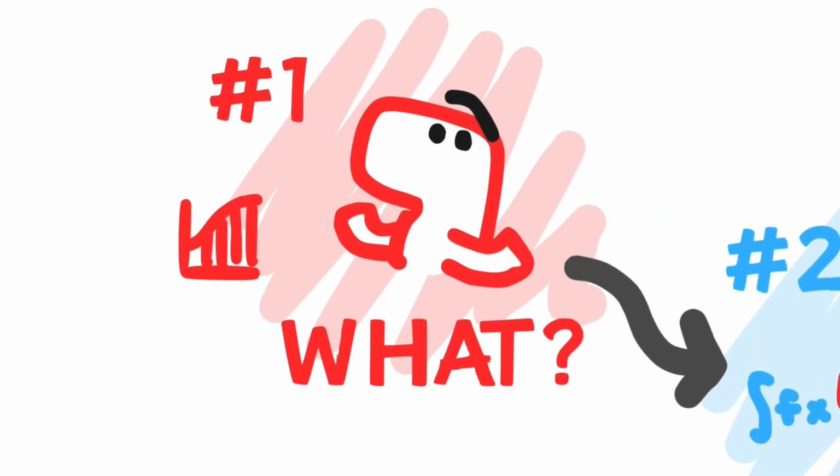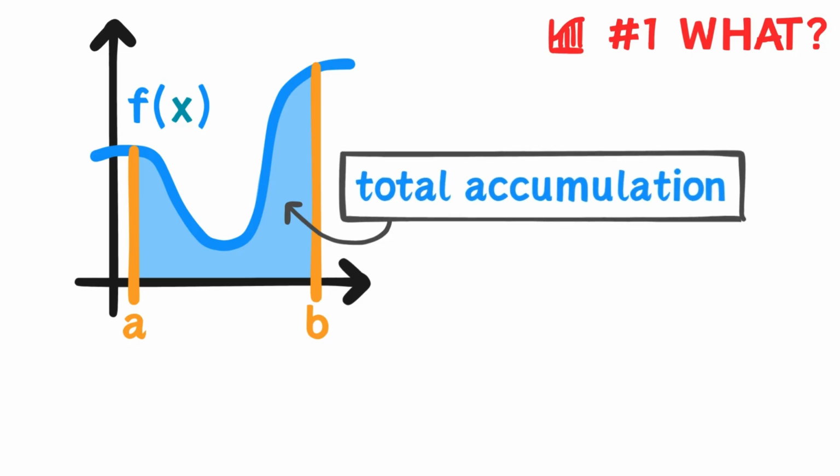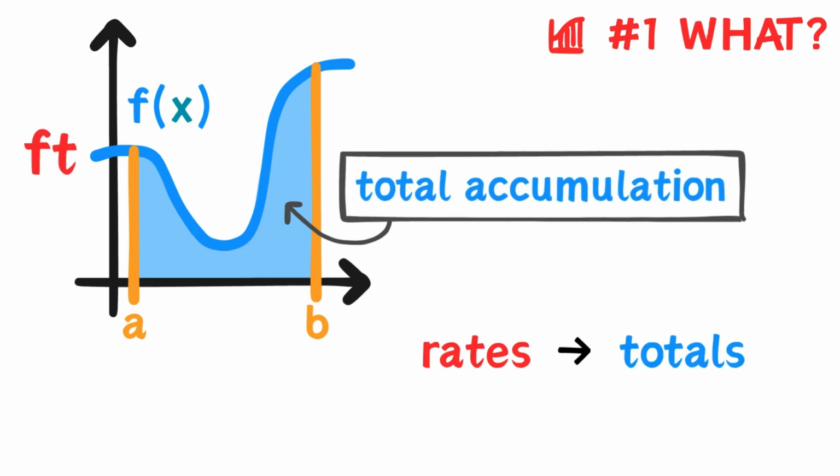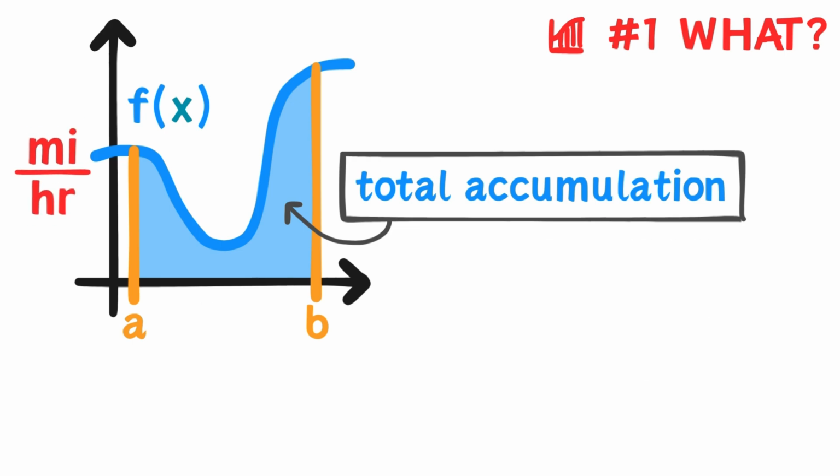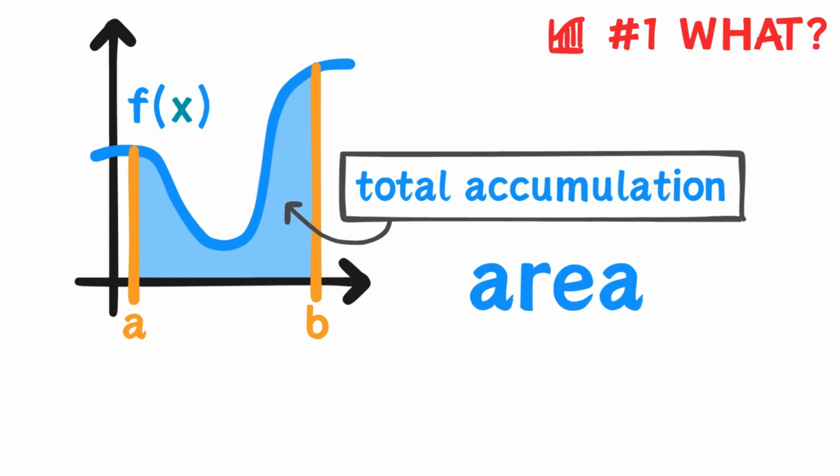So first, what is an integral? At its core, an integral finds the area under a curve. More generally, it turns rates into totals. If a function represents the height, then the integral gives the area. If it represents velocity, then the integral gives the distance. So the integral tells us the total accumulation, or the area of a function. But how exactly do we do that?